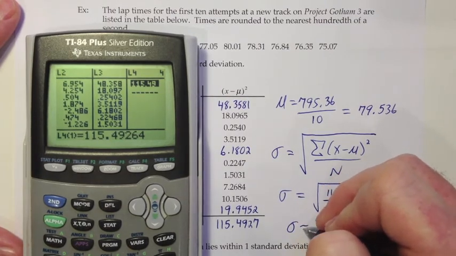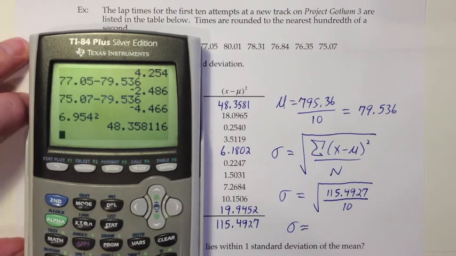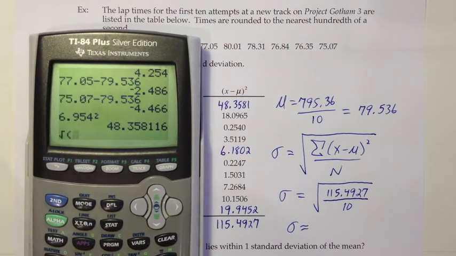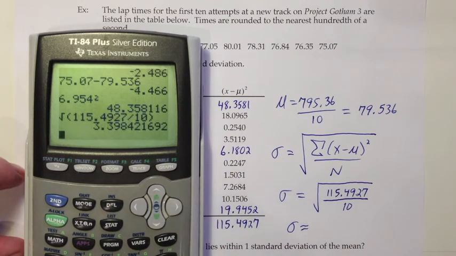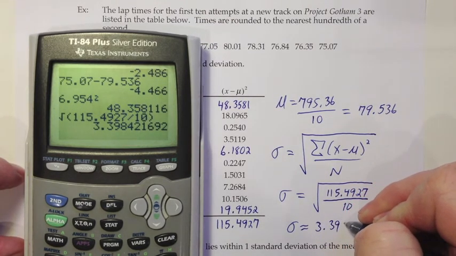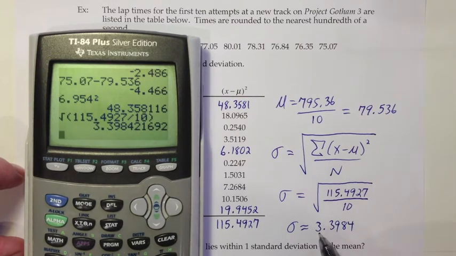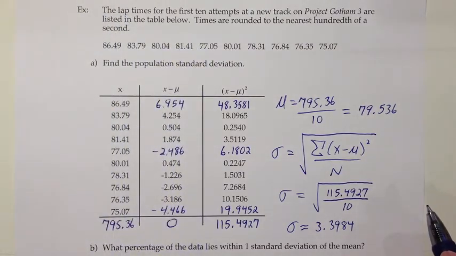So let's see what sigma would be. I'm going to go ahead and exit out of here. I want to do the square root of 115.4927 divided by 10, and then end the parentheses, so all of that is in the square root, and we get 3.3984, and that would be 1, 2, 3, 4, 5 digits written down, so that's consistent with our rounding rule.